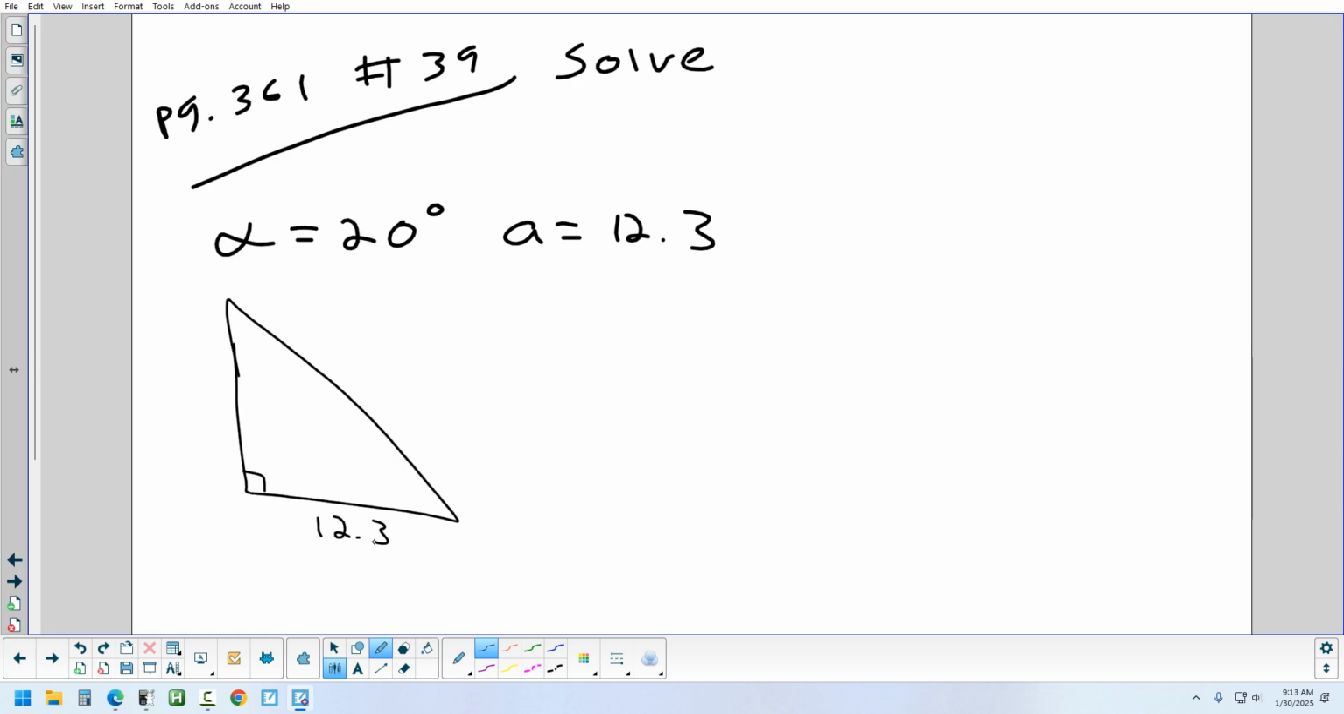So 12.3. And now if I put that there, where does the 20 have to go? There's no choice now. Opposite of it. So that's my 20. So we're going to call that A, B, C. We'll call that alpha. And that's beta. So we get our diagram with everything labeled.